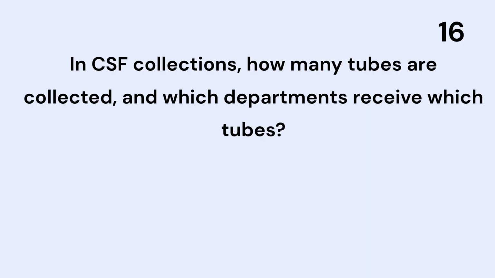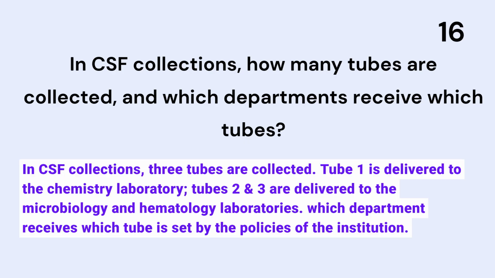In CSF collections, how many tubes are collected and which departments receive which tubes? In CSF collections, three tubes are collected. Tube 1 is delivered to the chemistry laboratory. Tubes 2 and 3 are delivered to the microbiology and hematology laboratories. Which department receives which tube is set by the policies of the institution.